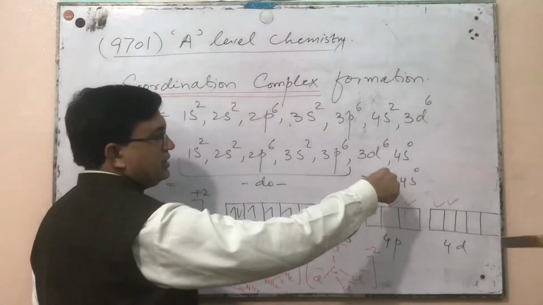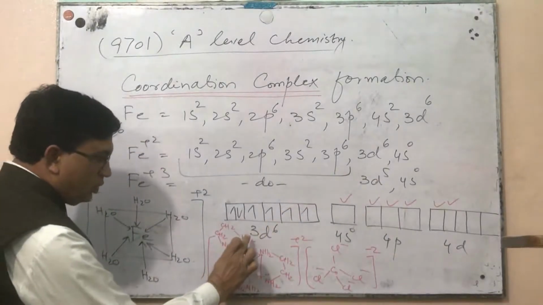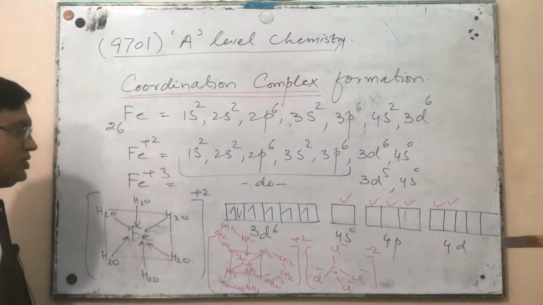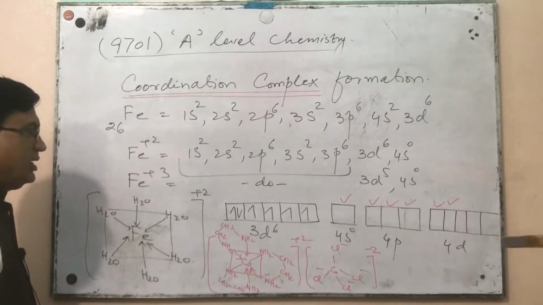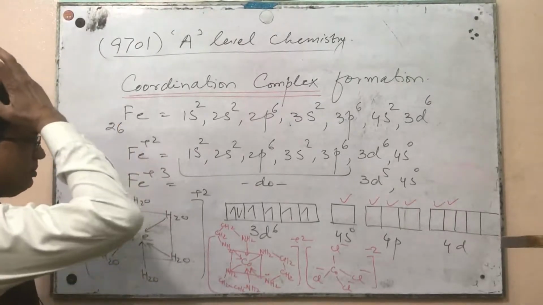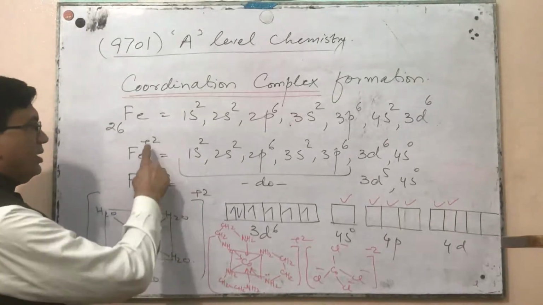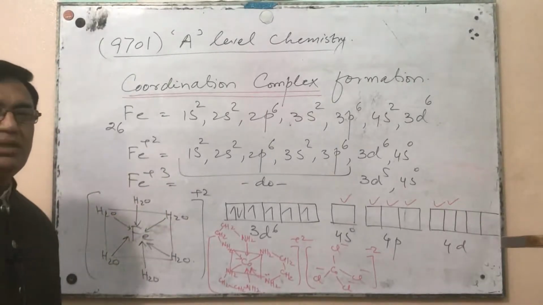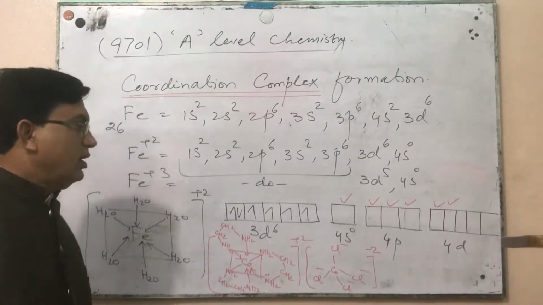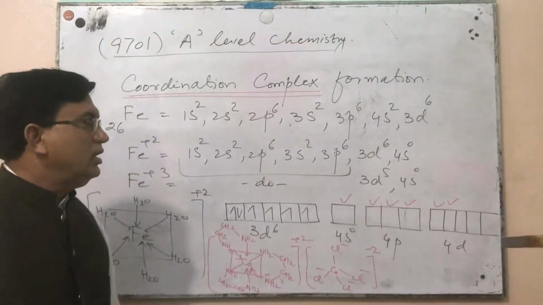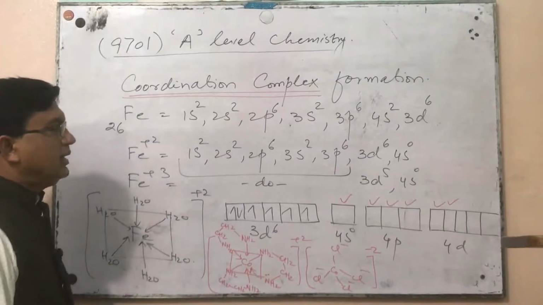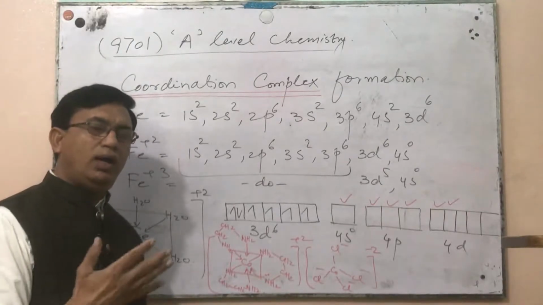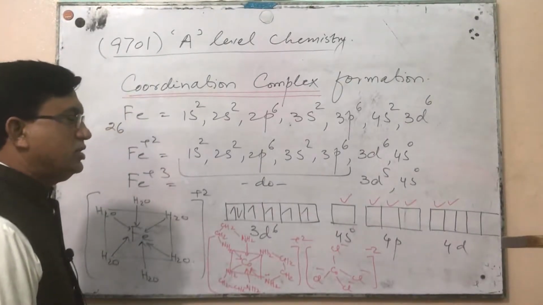The electronic configuration is indicating that, as compared to 3d6, the 3d5 electronic configuration is more stable. That's why, as compared to Fe positive 2, the Fe positive 3 ion is more stable with the exact half-filled 3d orbital. The same formula will remain applicable for the electronic configuration of all other transition metal elements.